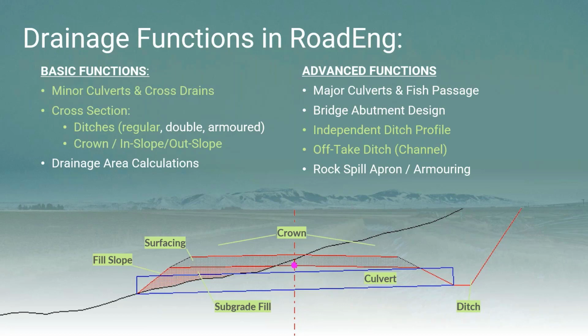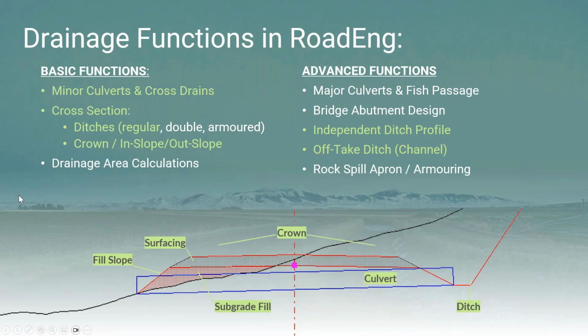We are going to take a look at minor culverts and cross drains and how to account for them in your projects, talk a little bit about different elements of the cross-section and how they can impact drainages such as the ground or the inslope and outslope, as well as inclusion of ditches in the cross-section. Also, we are going to take a look at an independent ditch profile, as well as create an off-take ditch or channel alongside your project. So we are going to tackle the items that are marked in green here.